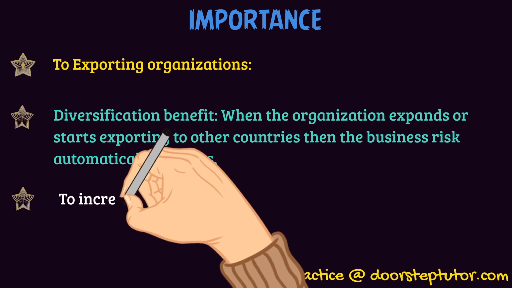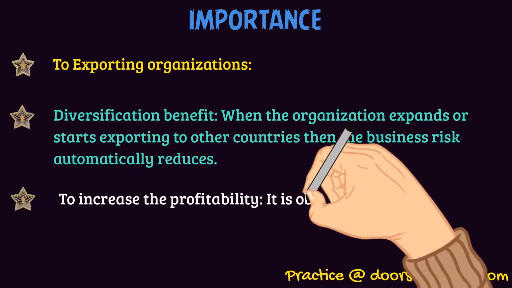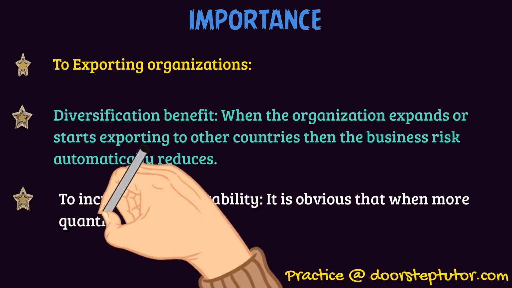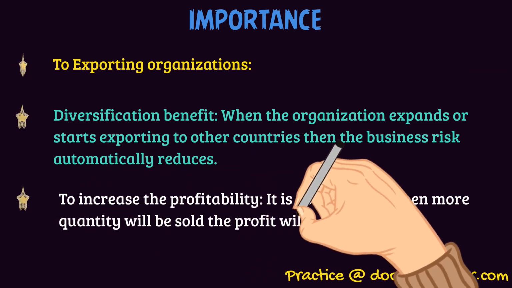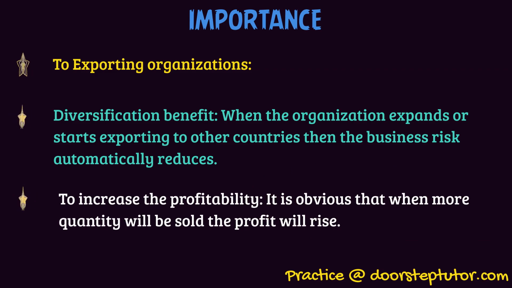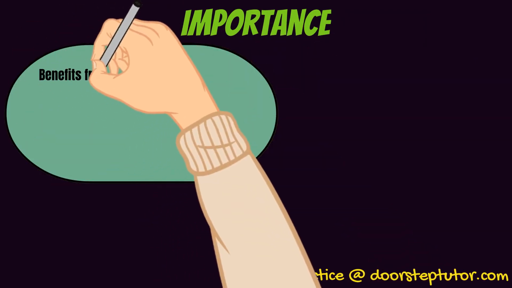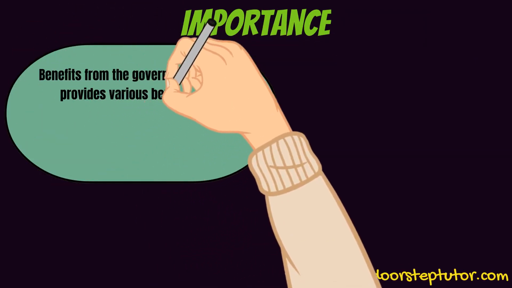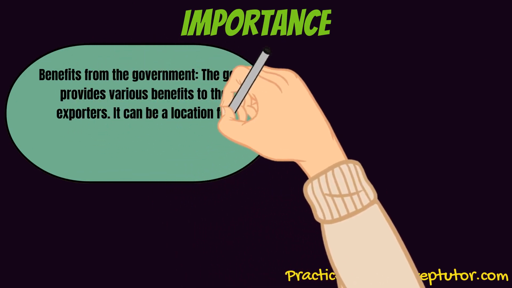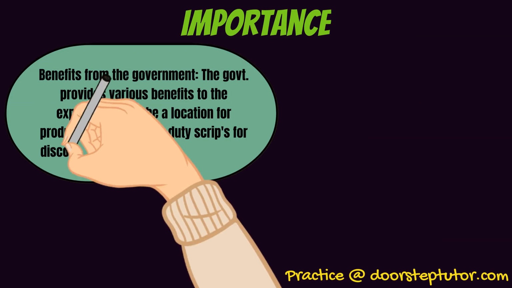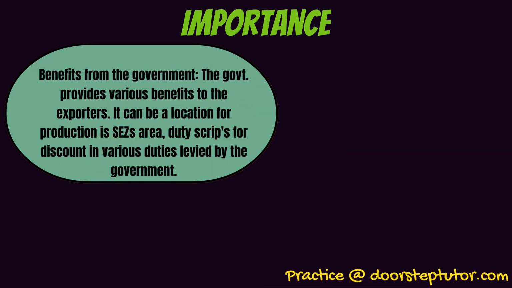Okay. Then to increase the profitability, this is the obvious reason. Everyone wants more profit. So when you expand, when you go beyond the boundaries of the country, then obviously your profit will increase. Then the other one is benefits from the government. The government provides various benefits to the exporters. It can be a location for production in SEZ areas. So SEZ areas are basically the special economic zones.